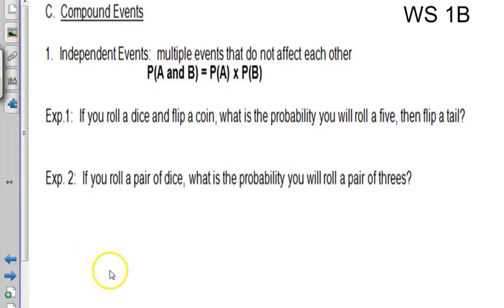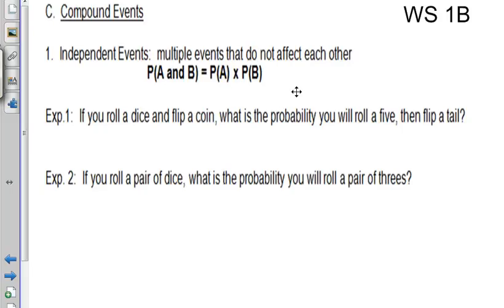And there's more practice on worksheet 3. All right, 1B. Independent events are multiple events that you want the probability of, but they don't affect each other. You roll a die and you toss a coin, right? They don't affect each other. What color shirt you pull out, what color pants you pull out, 2 different things, not affecting each other. All right?